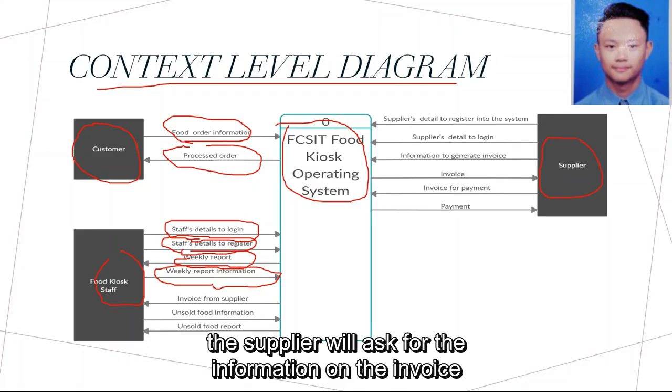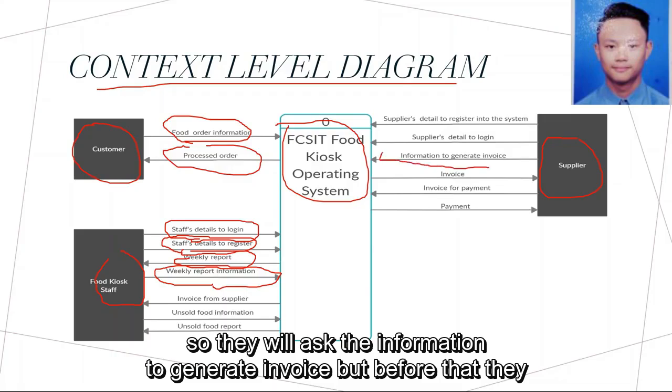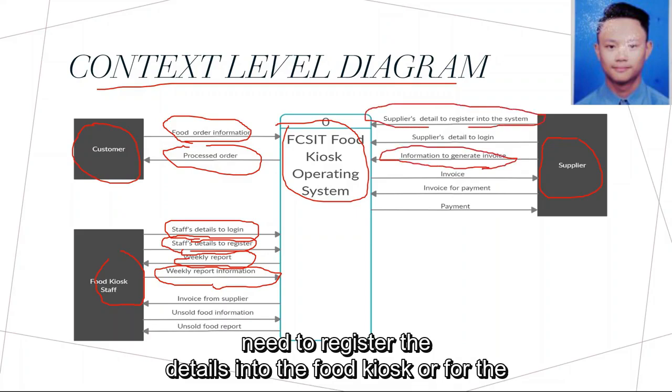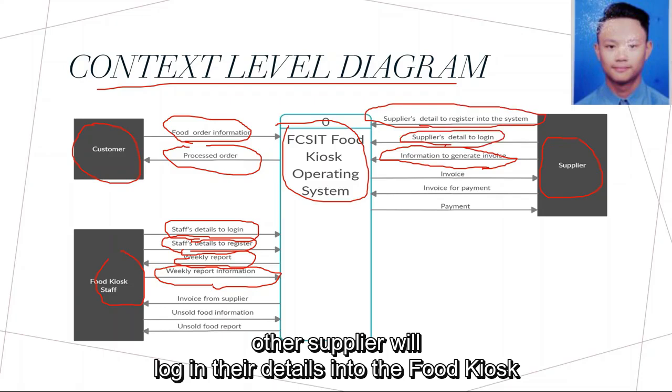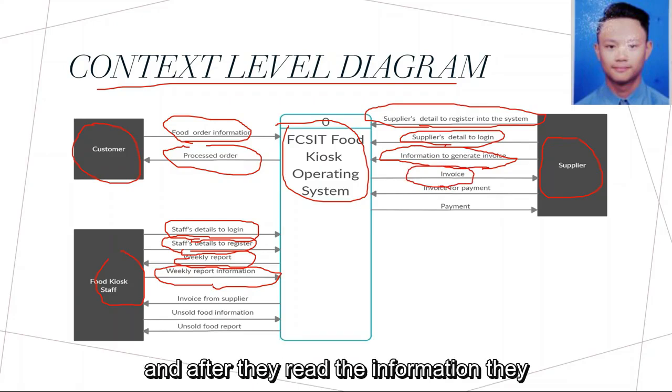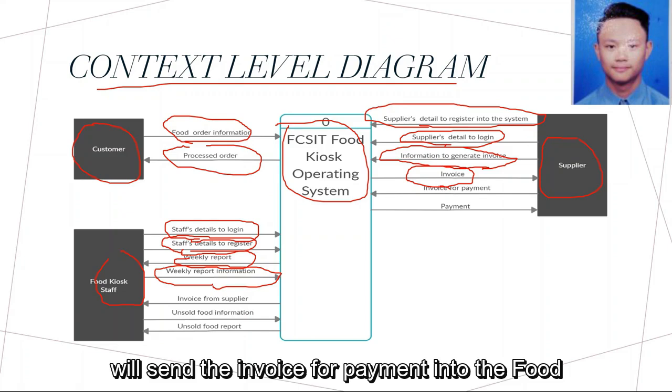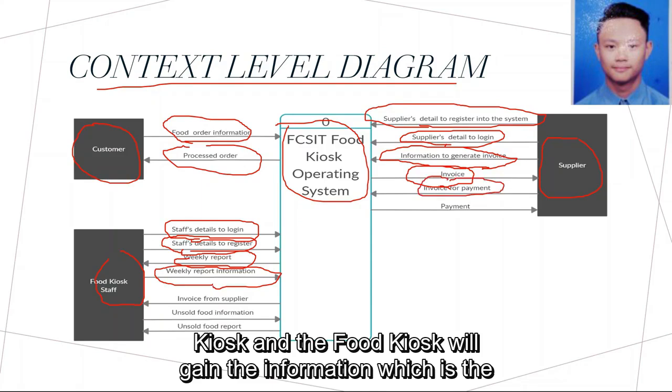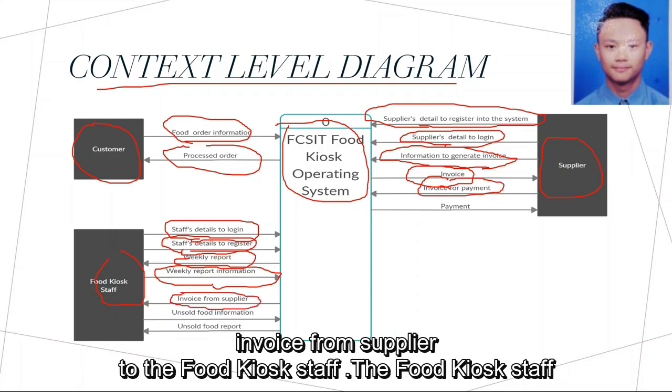The supplier will ask for the information to generate the invoice, but before that they need to register their details into the food kiosk, or for an existing account, the supplier will log in their details into the food kiosk. Then the food kiosk will send the invoice to the supplier, and after they read the information, they will send the invoice for payment into the food kiosk, and the food kiosk will pass the invoice from the supplier to the food kiosk staff.